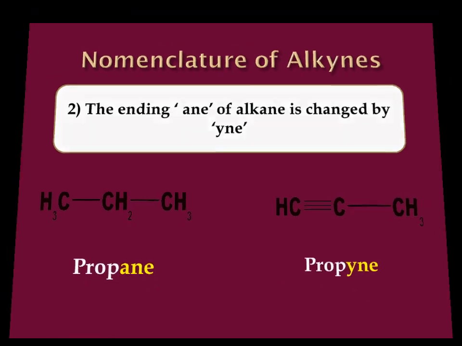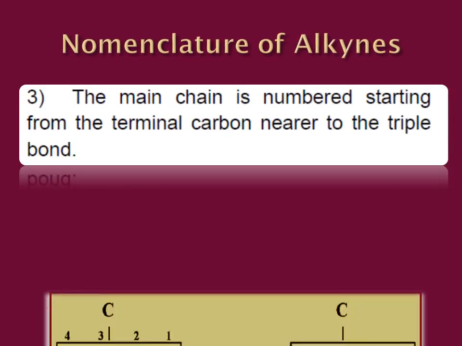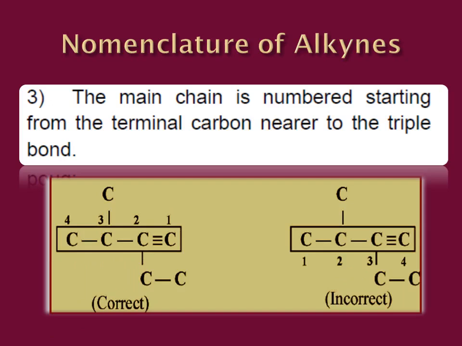The third rule says the main chain is numbered starting from the terminal carbon nearer to the triple bond. Look at these two examples. I'm always going to start with the side which will give the triple bond the lowest possible number. So I'm going to start from this side so that the triple bond gets the lower number. It is going to give it carbon number 1 if I start numbering from this side. On the other hand, if I had started numbering from this side, it would give number 3 to my triple bond. So it is incorrect.